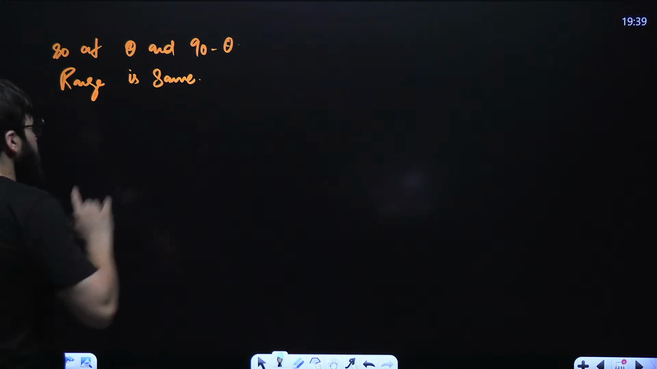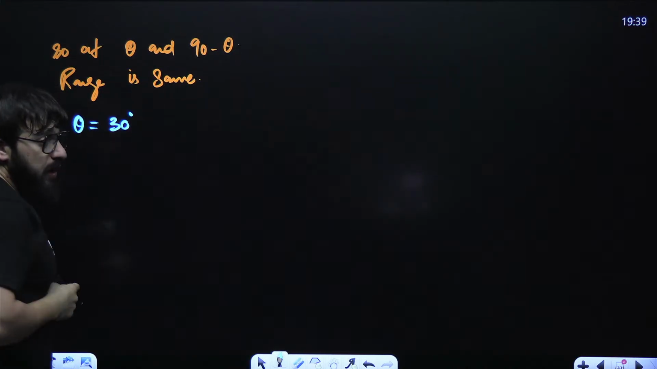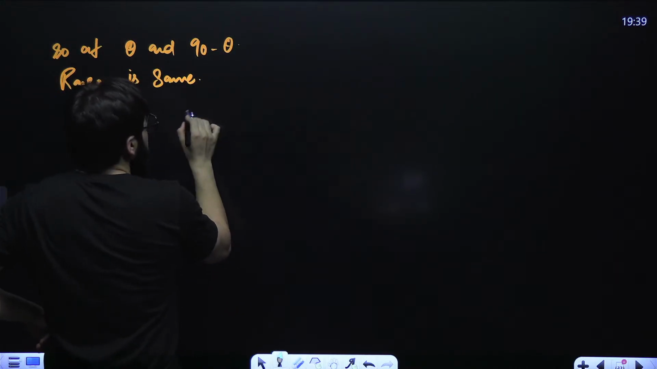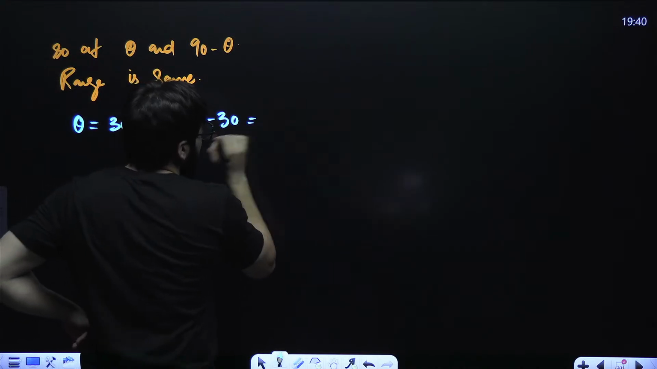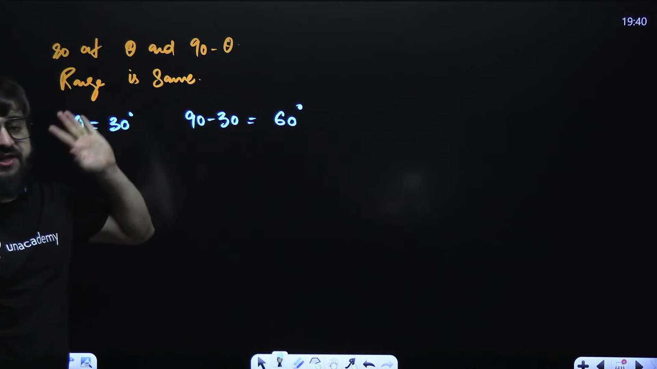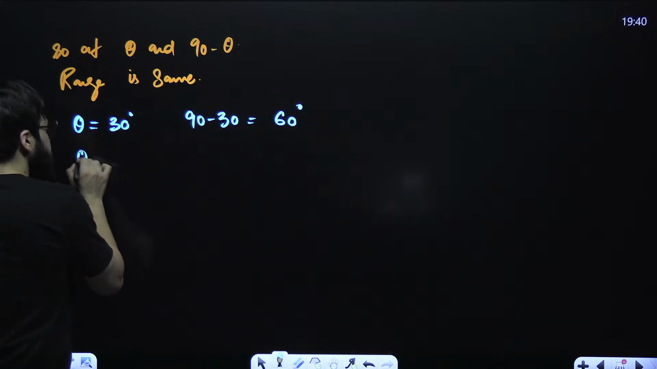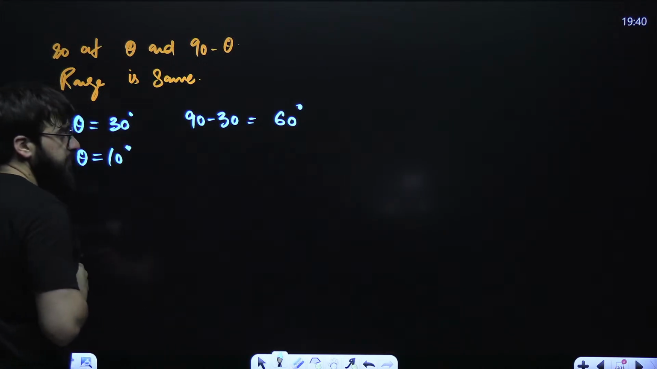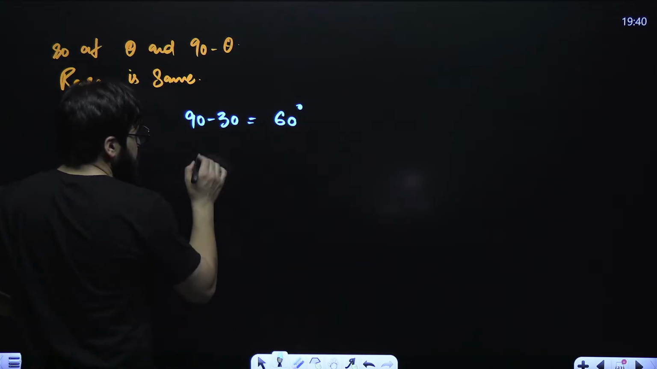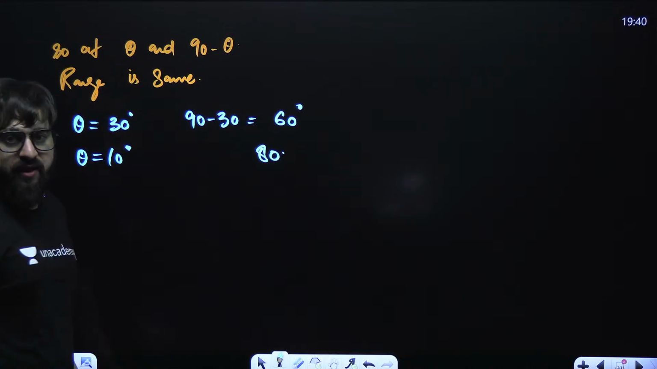Now guys, let's suppose theta is equal to 30 degrees. At what angle will the range be the same? Another will be 90 minus 30, that is 60 degrees. Means at 30 degrees and 60 degrees the range will be the same. If theta is equal to 10 degrees, at what angle will the range be the same? 90 minus 10, that is 80 degrees. At 10 and 80, the range is the same.